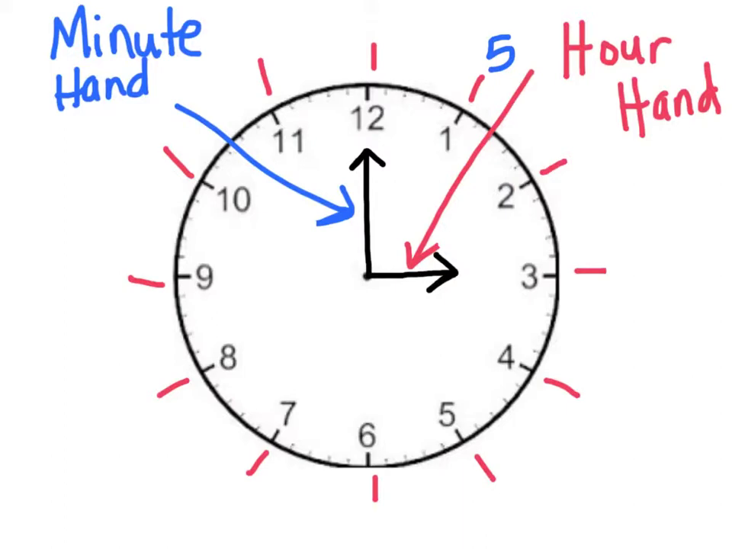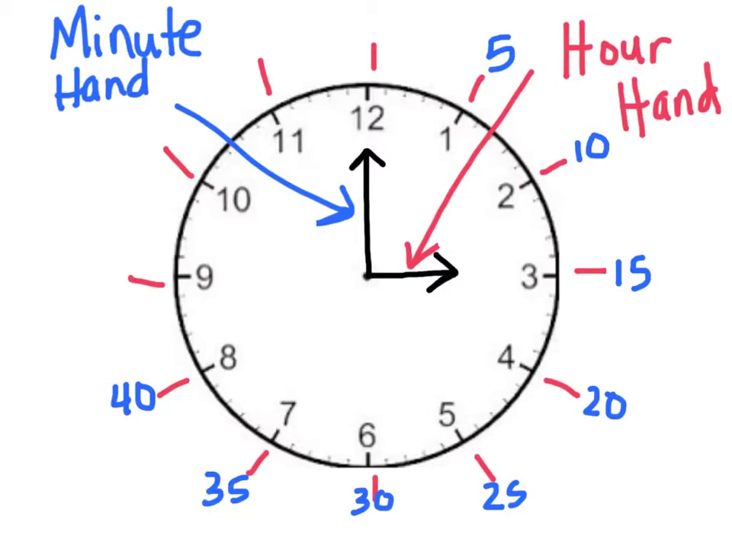And if we're counting by 5s, because there are 5 in between, this 2 is 10 minutes. Then we have 15, 20, and you can see we keep counting by 5s as we work our way around the clock. We're at 40 minutes for the 8. The 9 is 45 minutes. The 10 is 50 minutes. The 11 is 55. And when we get all the way back up to 12, we are at 60 minutes.